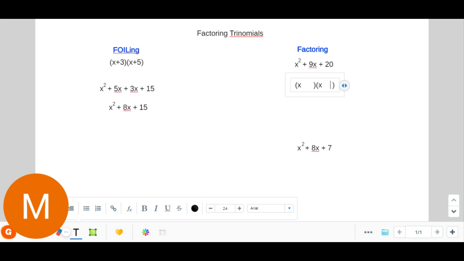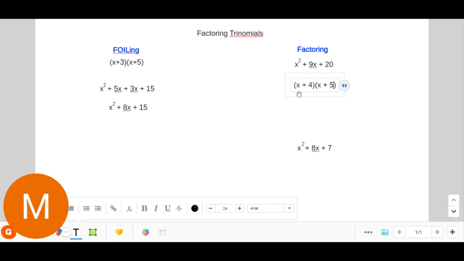Well, 20 times 1, but 20 plus 1 doesn't equal 9. 10 times 2, but again, 10 plus 2 won't equal 9. Or you could do 5 times 4, and 5 plus 4 does equal 9. So since 5 times 4 is 20 and 5 plus 4 is 9, the two numbers we're going to use are 5 and 4. We'll have x plus 4 and x plus 5. That's going to be our final answer.